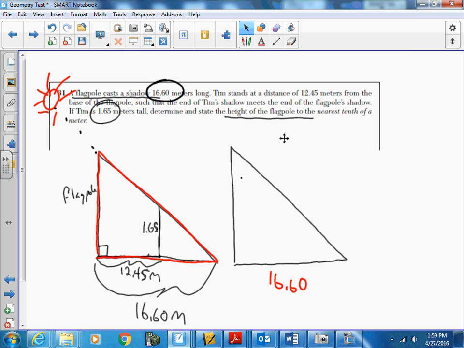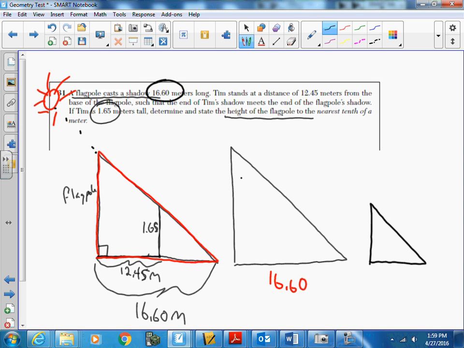Then we have a smaller triangle right here. Now that one would be what I'm about to do in blue here. It would be this. Now we know this piece is 1.65. Do we know anything else? Well, I want to see, can you figure out what X is right there? So I want to take a second and try to figure out what X is.